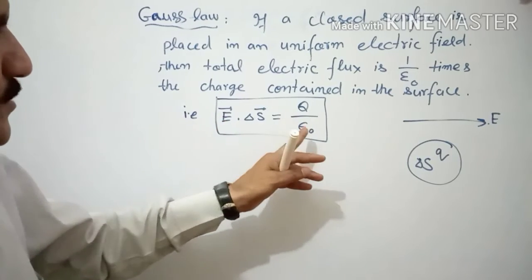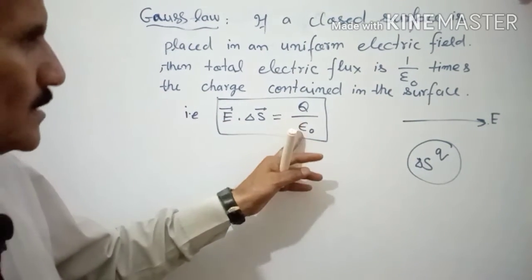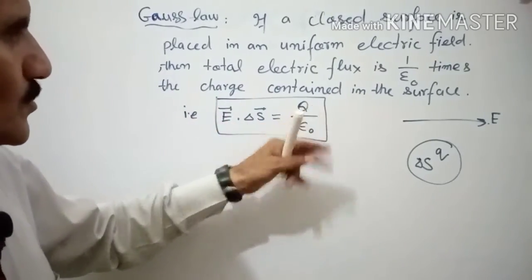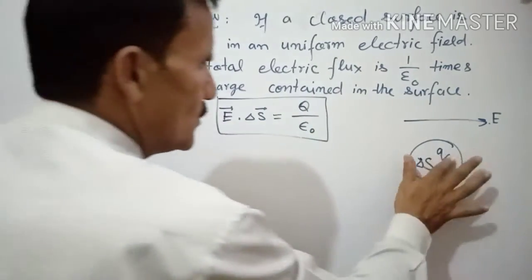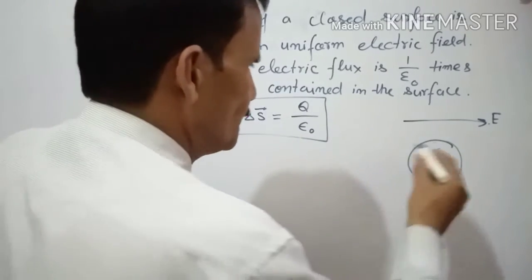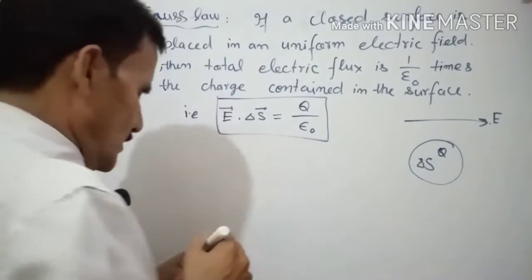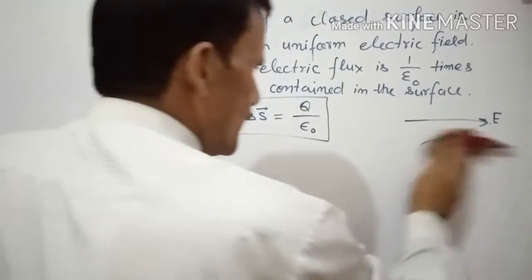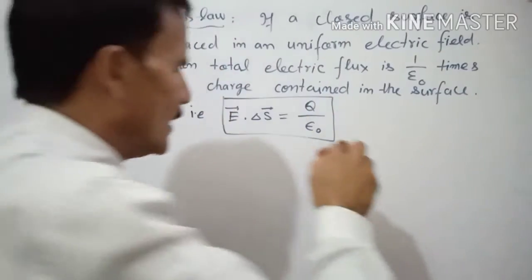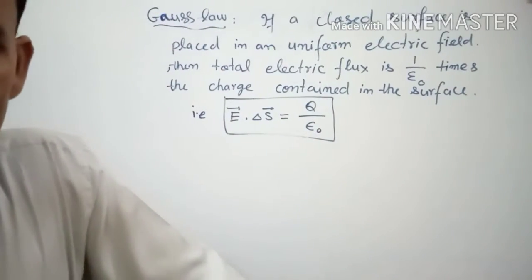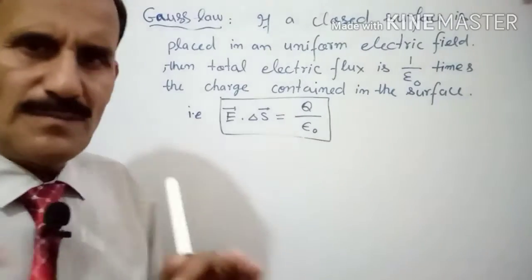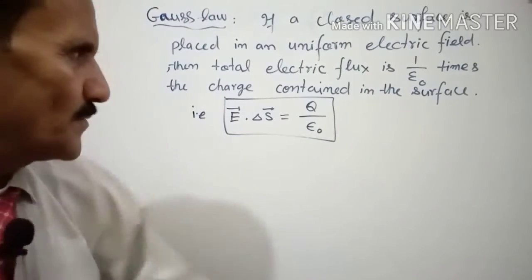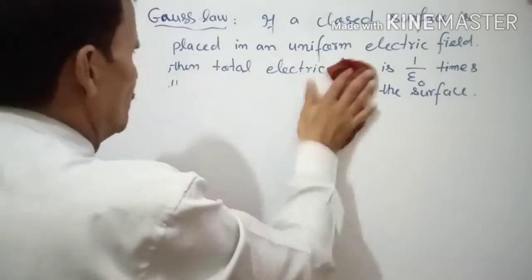So here you know what is the epsilon naught. It is the permittivity of the free space, and Q is the total charge, as I have told. So this is Q contained in the surface, and the surface should be closed. It can be regular or irregular. Gauss law holds for both types of surfaces. But here in your class we are going to study only regular surfaces. Now come to the examples.